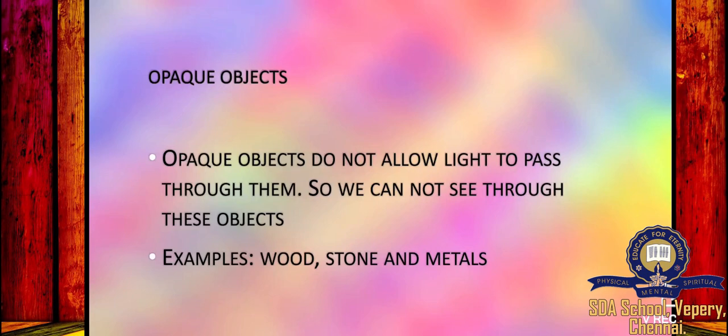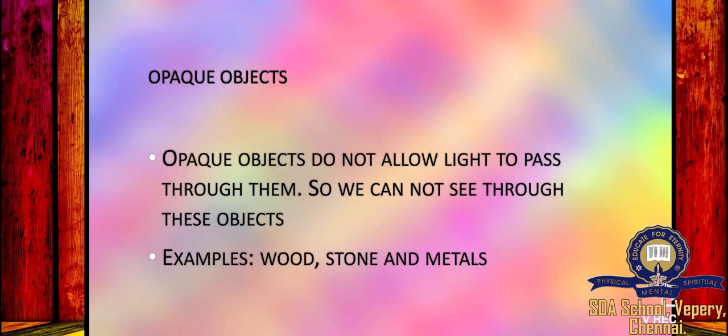So we cannot see through these objects, right? Examples for opaque objects are wood, stone and metal. If I shine a light onto a wooden scale, the light will not pass through it. So these objects are known as opaque objects.